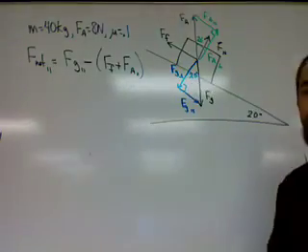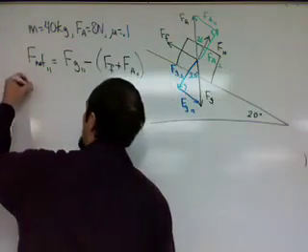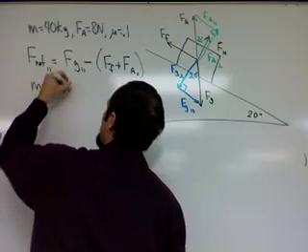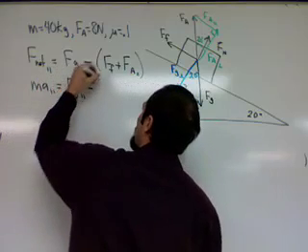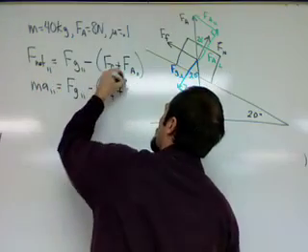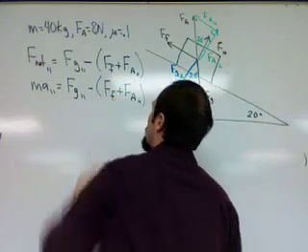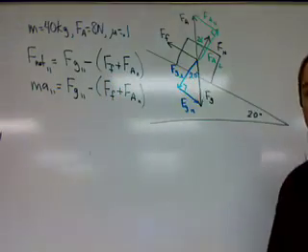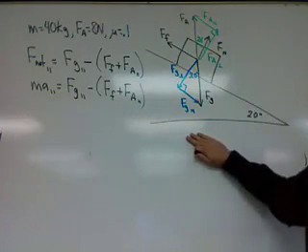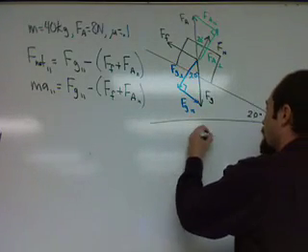Everybody good there? And I'm going to set that equal to ma, so I get ma parallel equals Fg parallel minus Ff plus Fa parallel. Okay, and there's my parallel equation. I'm going to do my perpendicular equation over here just so that we can separate them.